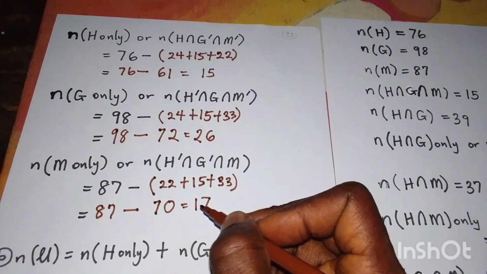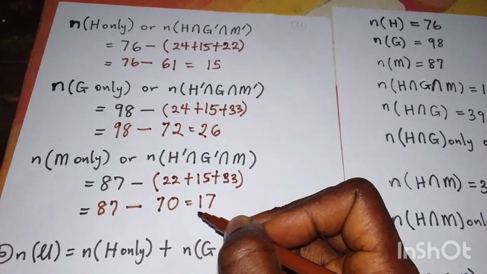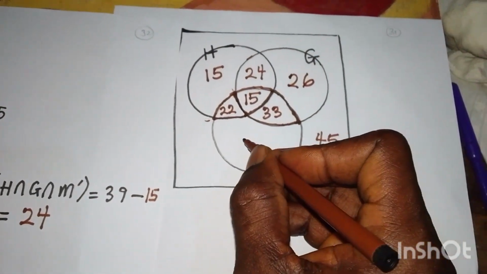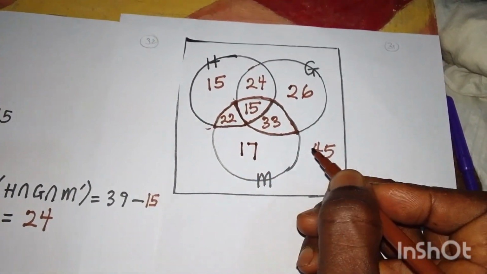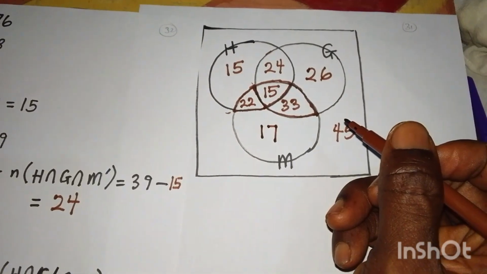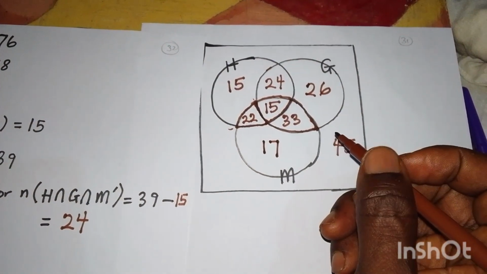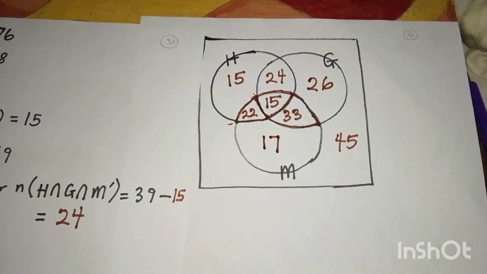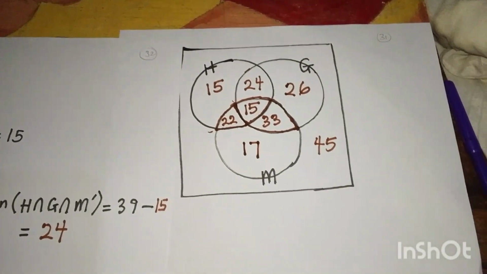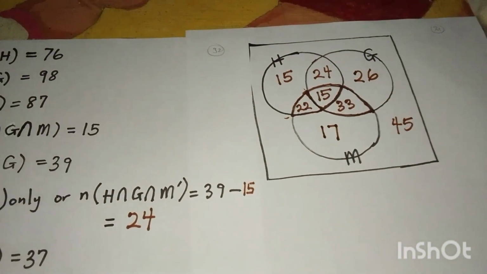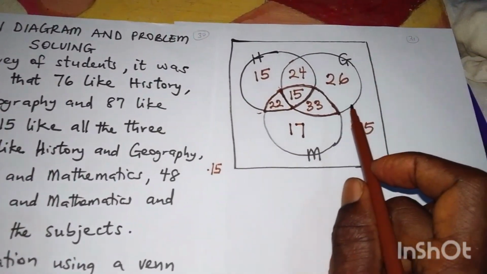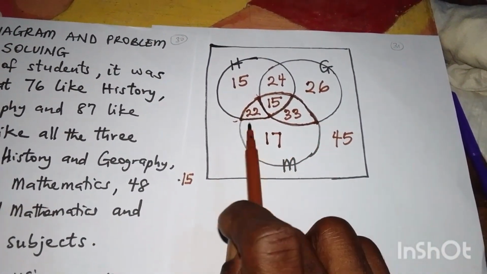So it means that 17 students will like only mathematics. So those that will like only mathematics are going to be here. We're having 17 students. And we were told that we have 45 students who did not like any of the 3 subjects. So from the question, we were told that A, show the information using a Venn diagram. So like this, we've been able to show the information on the Venn diagram.